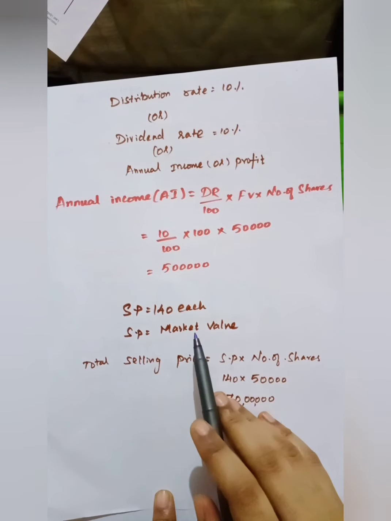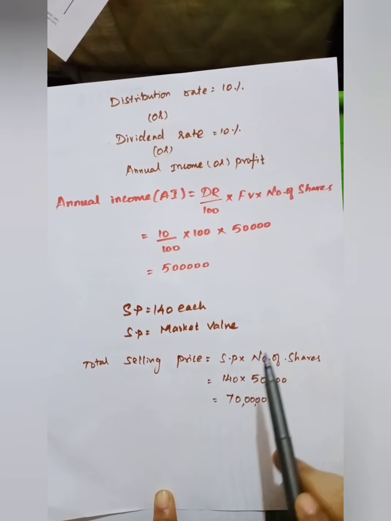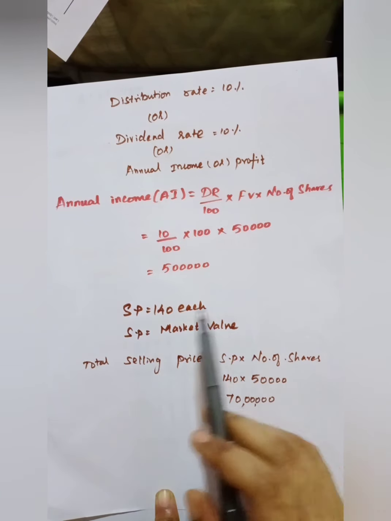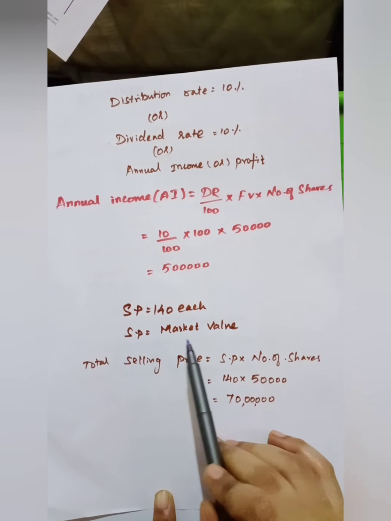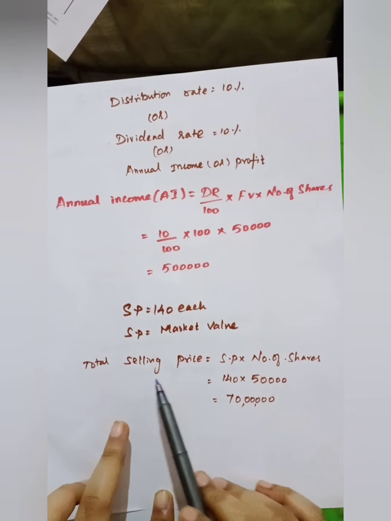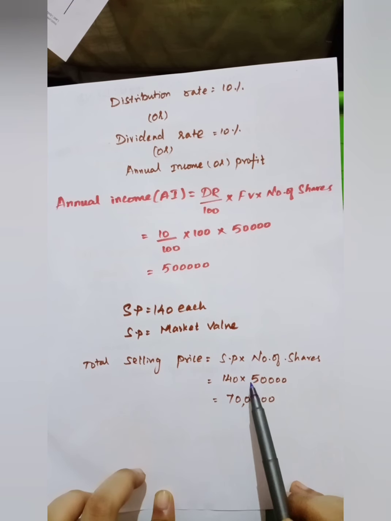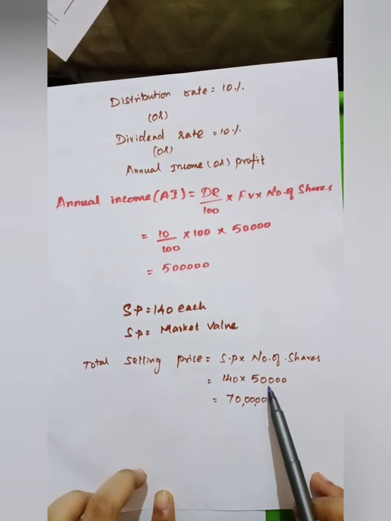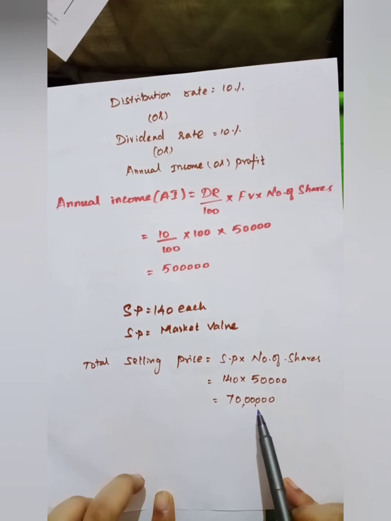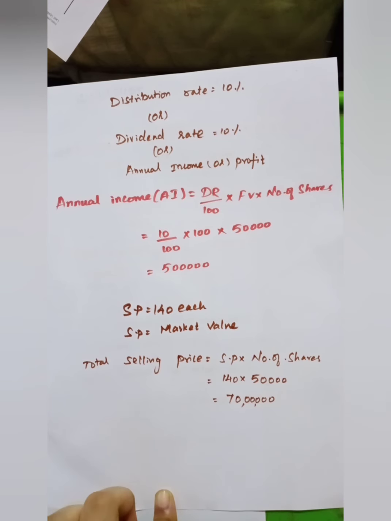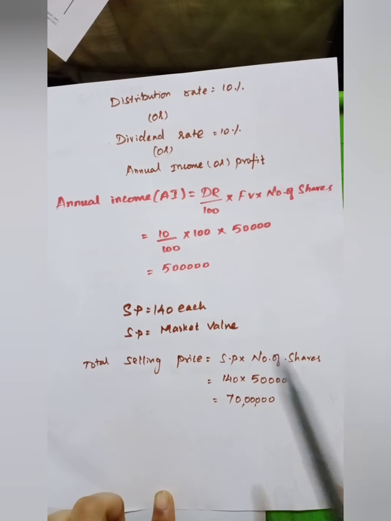After another 6 months, Mr. Raj needs funds. As the company is doing well, he offers to sell the share at a higher price, to sell each share at rupees 140. So the selling price is nothing but the market value. Total selling price equals selling price into number of shares, 140 into 50,000 shares that Raj has. So totally he is going to sell the shares for 70 lakh rupees. Keep in mind, Mr. Raj is selling to the market, who want to buy the share, not to the company.